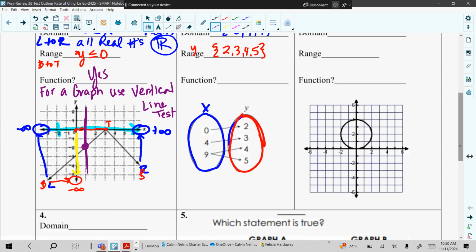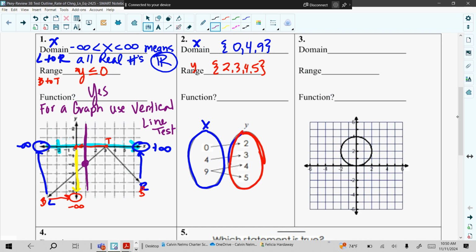The mapping is your arrows. It touches twice. It goes to a 4 and a 5. Right here where this 9 splits, because it's 9, 4 and 9, 5, this is not a function. Remember, the x's can't repeat.